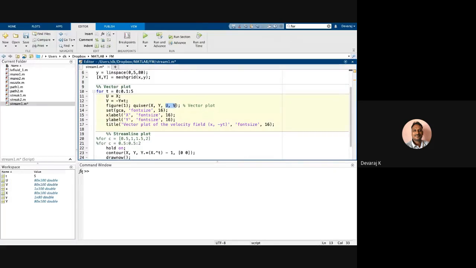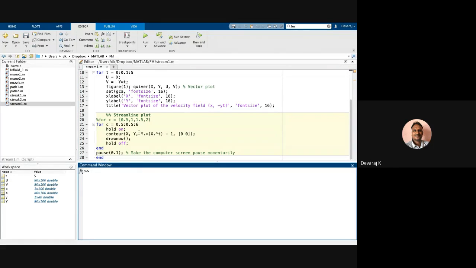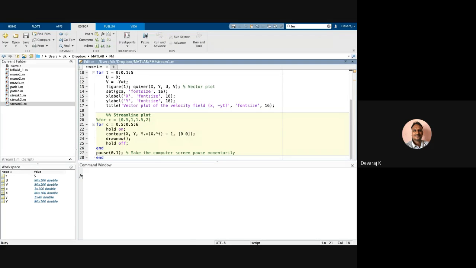And x label, y label, title and so on, the plotting procedure remains the same. GCA is just to ensure that it is properly defined. Setting GCA and what font you want are all optional. Now, to get the streamline plot for all the conditions, for example, instead of 1, I'll go for c from 0.5 in steps of 0.10 up to 6. So from 0.5 to 6, I have to get more streamlines.